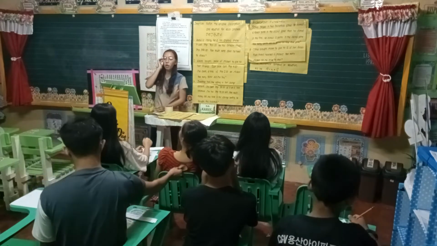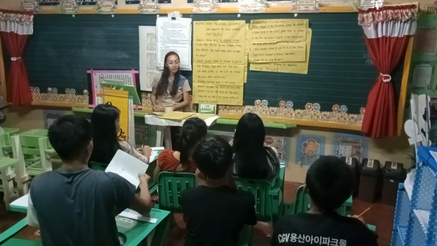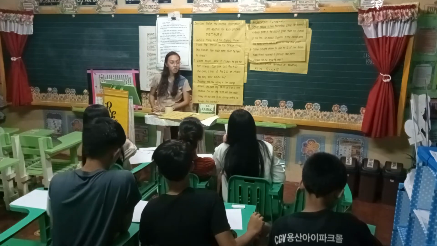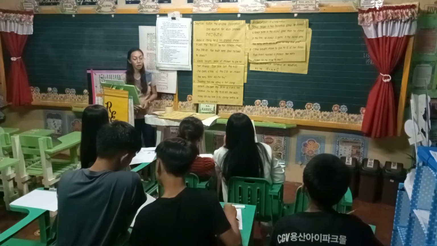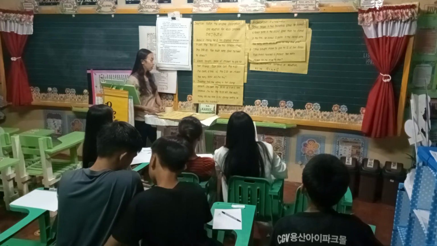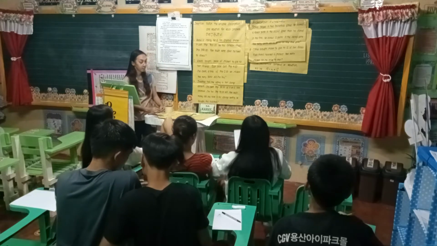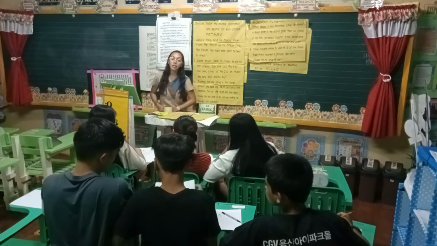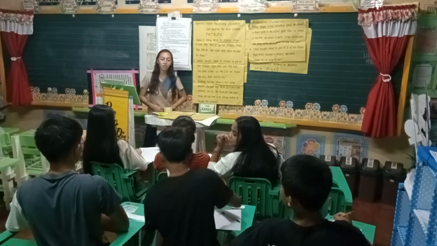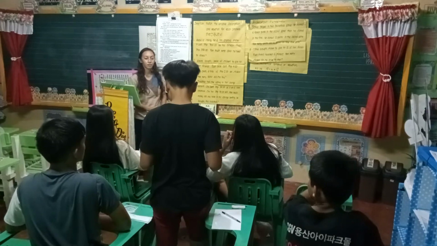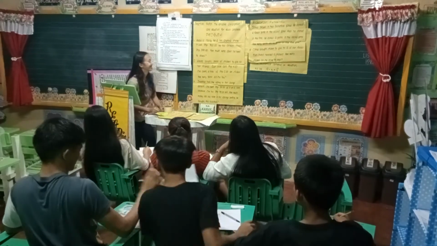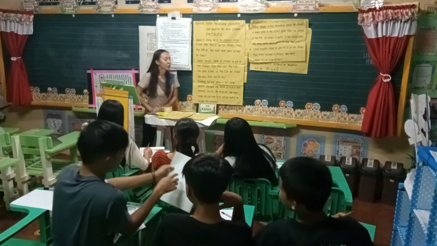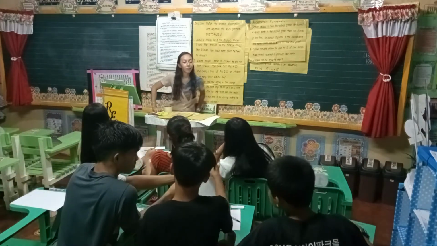Group 1, what is the variable? Amount of money in the savings account. So group 1 will let X represent the amount of money in the savings account. Very good. Group 2, what is the equation? X minus 35 is equal to 70. Very good.